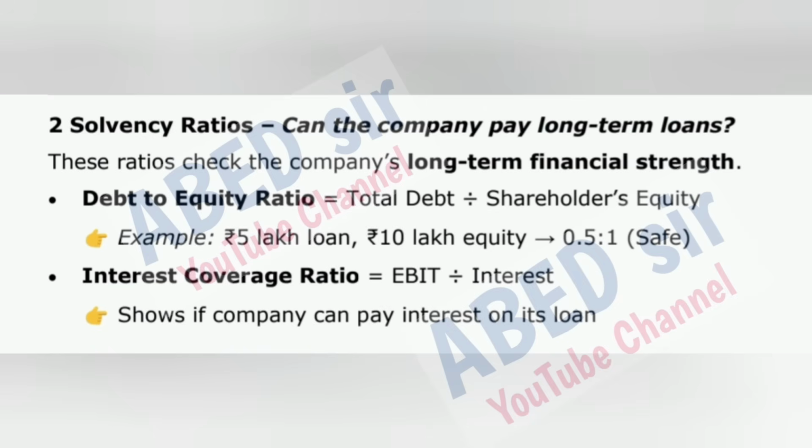2. Solvency ratios. Can the company pay long-term loans? These ratios check the company's long-term financial strength. Debt to equity ratio is equal to total debt divided by shareholders' equity. Example: 5 lakh rupees loan, 10 lakh rupees equity, ratio is 0.5, safe. Interest coverage ratio is equal to EBIT divided by interest. It shows if the company can pay interest on its loan.